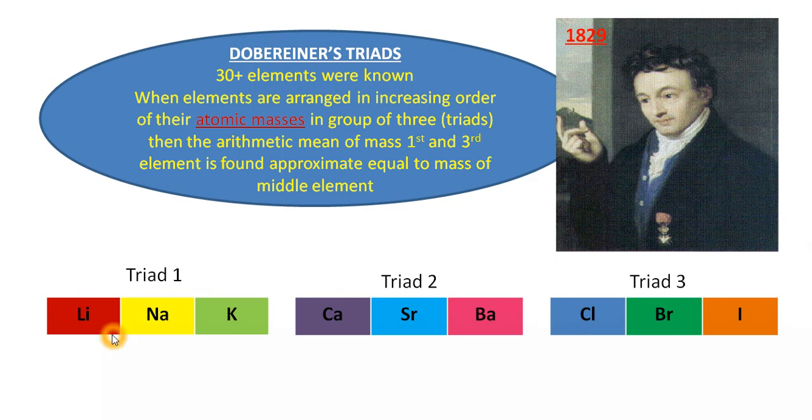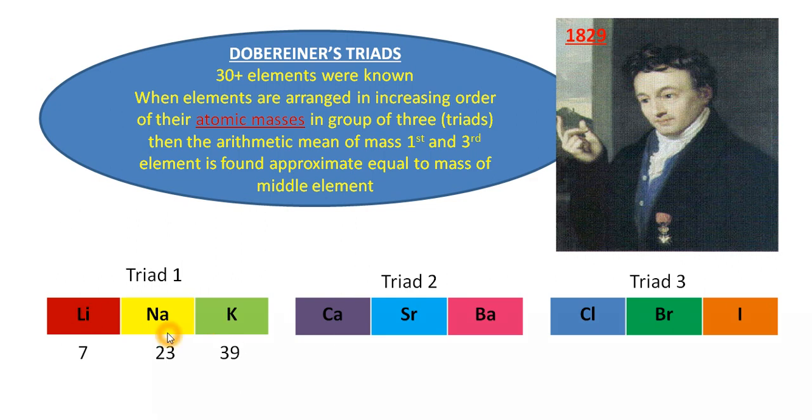Okay, so see here. First of all, the arrangement was on the basis of increasing atomic mass. It means lithium would have less atomic mass than sodium, and sodium would have less atomic mass than potassium. So it is the increasing order of atomic mass. The atomic mass of lithium is 7, sodium is 23, and potassium is 39, and it is the increasing order you can see here. Now, it is a triad because it is a group of 3 elements.